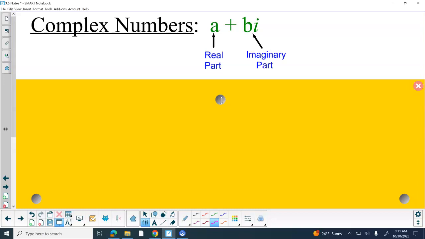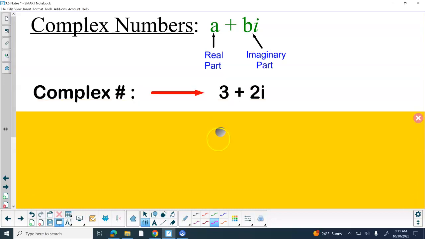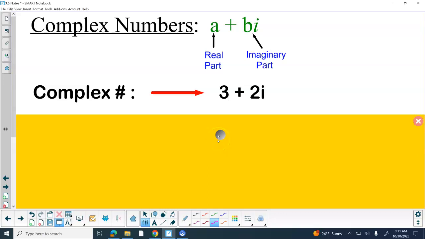A true complex number has both of those parts, even if one of those parts is 0. So for instance, a complex number would be something like 3 plus 2i. It's got a real part, 3. It's got an imaginary part, 2i.